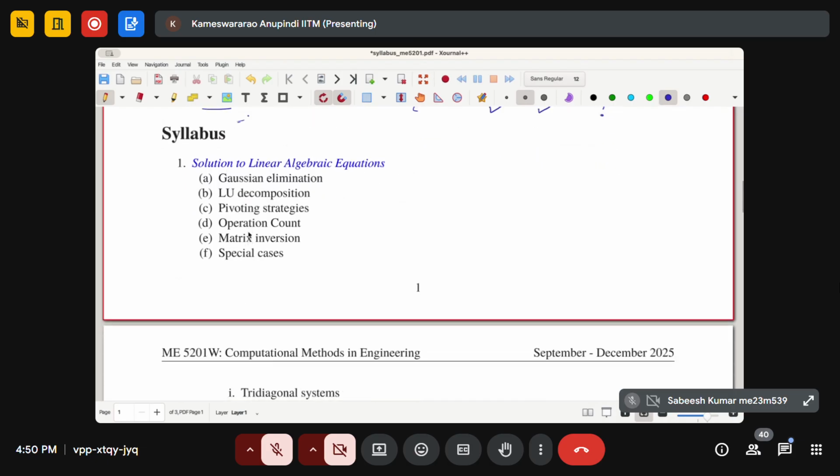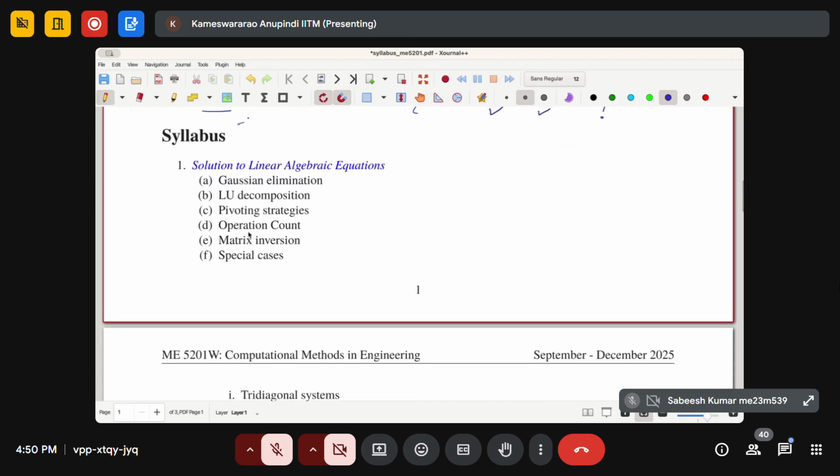Coming to the syllabus, it is organized into several chapters. The first chapter is solution to linear algebraic equations, in which we are going to learn Gaussian elimination. And then a variation of Gaussian elimination is your LU decomposition. Then we're going to discuss something about pivoting strategies. How do you pivot and then eliminate any round-off errors that may cause problems in finding a solution.